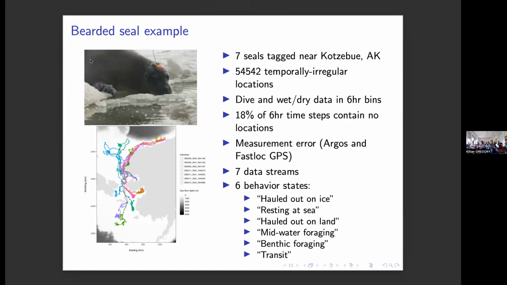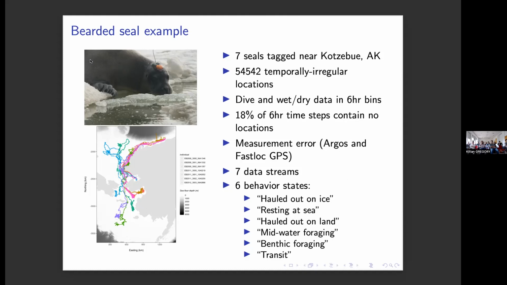They're all tagged near Kotzebue, and there are a lot of locations, over 50,000 locations for them. We also have both dive data and wet-dry, like conductivity, data, but it's in 6-hour bins, which is kind of long. The saving grace is that we're talking about animals that travel a great distance, so we think the 6-hour bins are reasonable for inferences at a larger spatial scale.